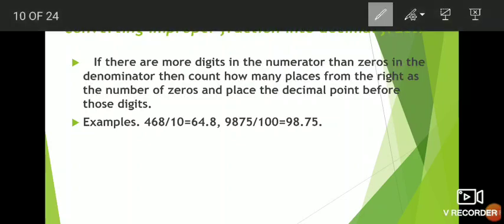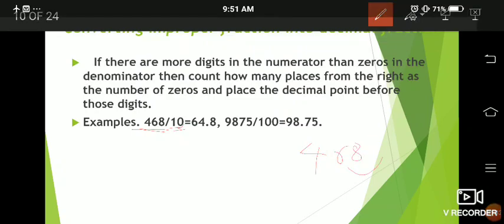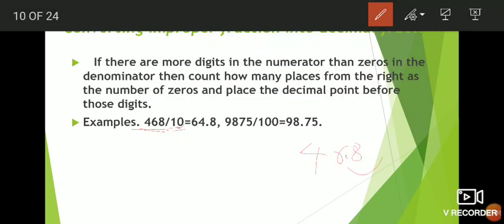See here, the digits in the numerator are 3 digits, and the denominator has 2 digits. And how many zeros are there? See students, here only 1 zero is there. So what we have to do? Place the decimal point before those digits. Means what? 1 zero is there, so we have to count one digit and write the decimal point before it.